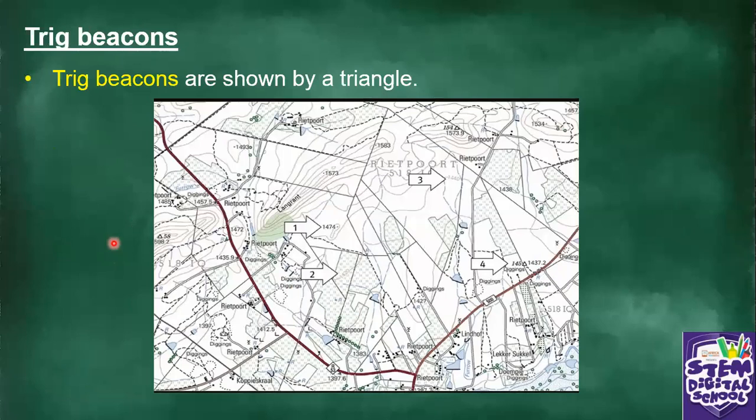And then trig beacons are shown by a triangle, like for example here. I don't know if you can see clearly. So they are shown by a triangle. The number is next to it, next to the triangle. These are called trig beacons.